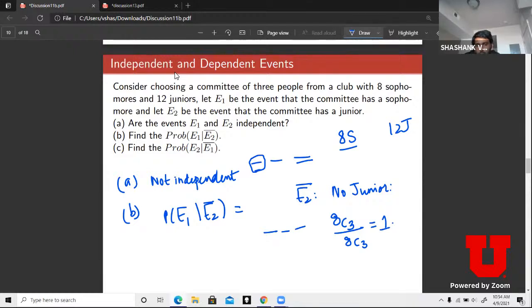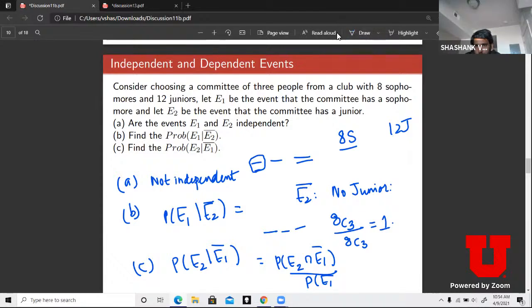Similarly, it's the same case for problem C. You have the probability of E2 given that E1 doesn't occur. In this case, we can also use the conditional probability formula: probability of E2 occurring intersection E1 complement, divided by probability of E1 complement.